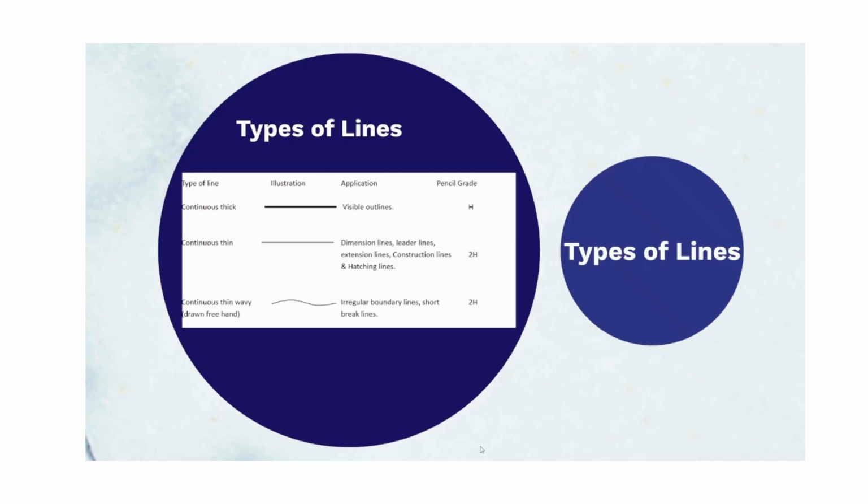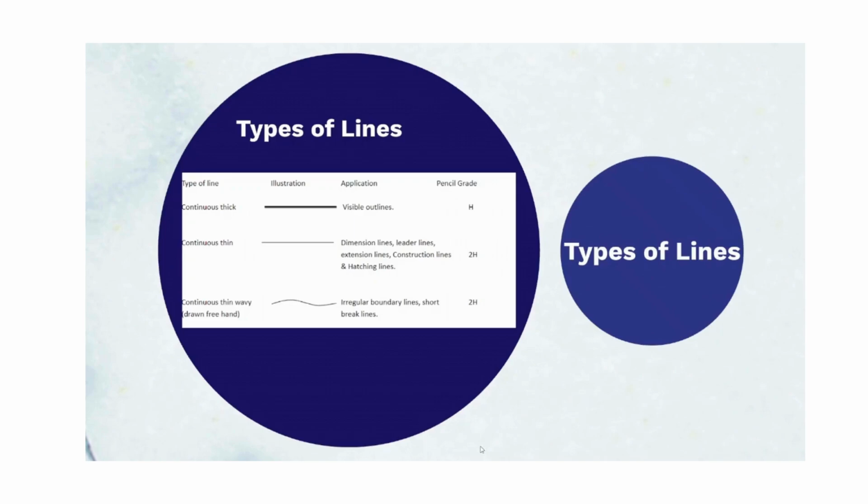Okay, next, the continuous thin wavy line drawn freehand. This is used for irregular boundary lines or short break lines, and it is also drawn with the 2H pencil. For example, if you want to mark an irregular boundary or a short break, we can use these curvy lines, drawn freehand with our own judgment. So kindly keep in mind that if you are drawing a wavy line, it should be done with a 2H pencil.